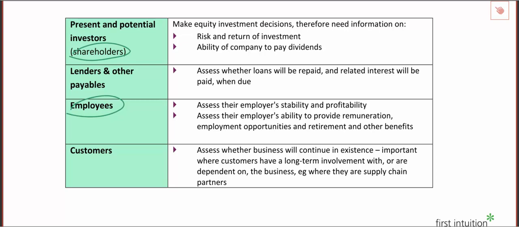So for example, here we've got our present and potential investors, so the shareholders. They're going to need information around what risk they're likely to face and what compensation they're going to get as a result of taking that risk on. And also thinking about, well, is the company going to pay dividends out? What's their history of paying dividends? What's their cash flow status, and so on.